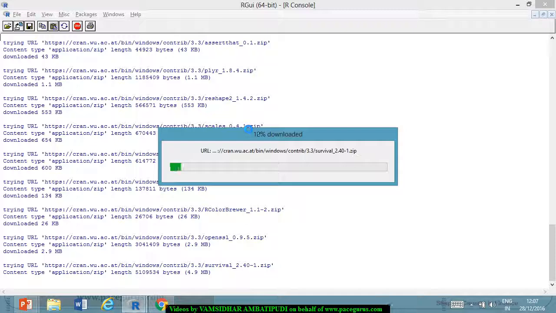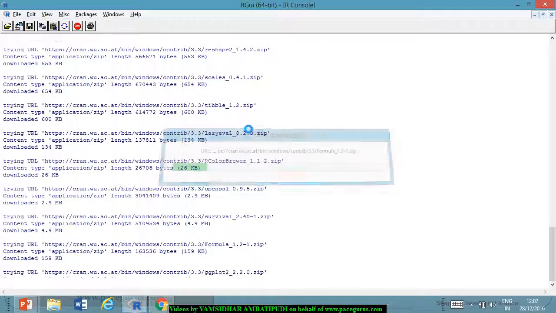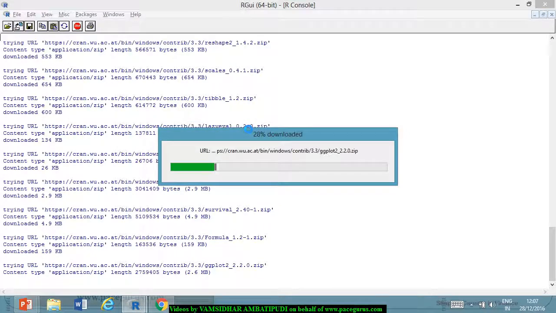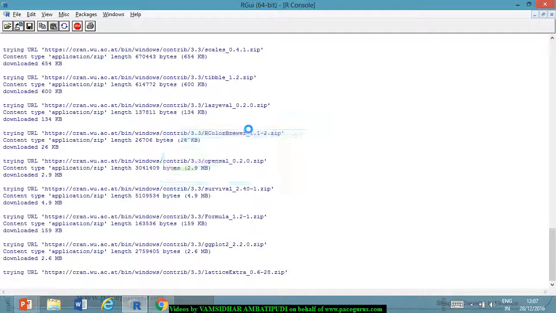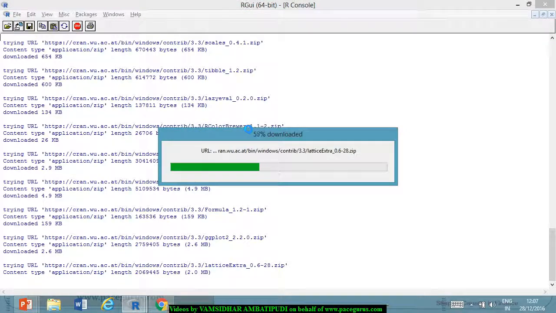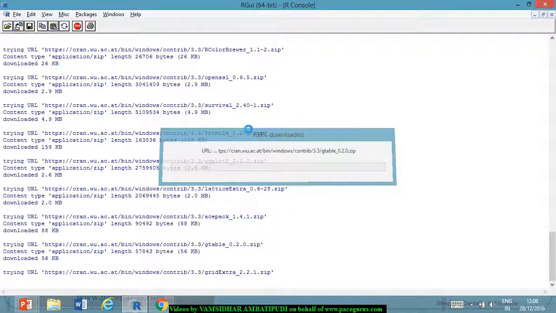So there are a lot of dependent packages, and all of them are getting installed for our further sessions. This would simplify the whole installation process, because lots of packages are already getting installed for this purpose.